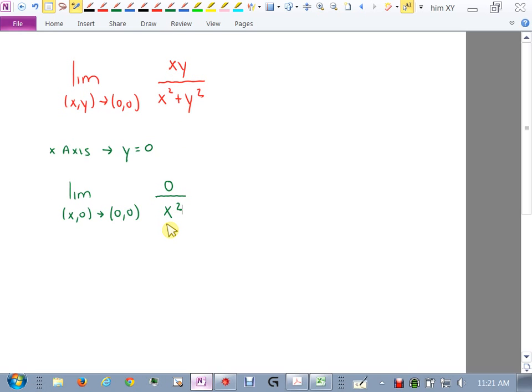Now, I realize right now that if I let x go to 0, we're going to get 0 over 0, right? But the fact that this is 0 means that the limit is what? It's 0. If this number up here is exactly 0, then you don't need a limit. Does that make sense or not? So we get 0.